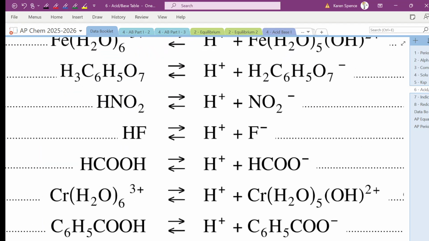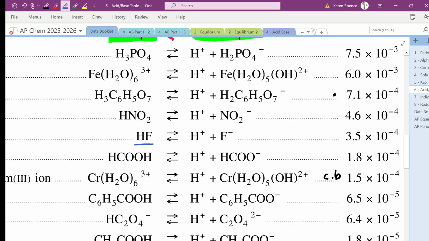Can you see that? It can give away an H. Can it accept an H and become H2F plus? Always. Does that make sense? So what will happen is HF cannot be amphiprotic because it does not have a negative charge.